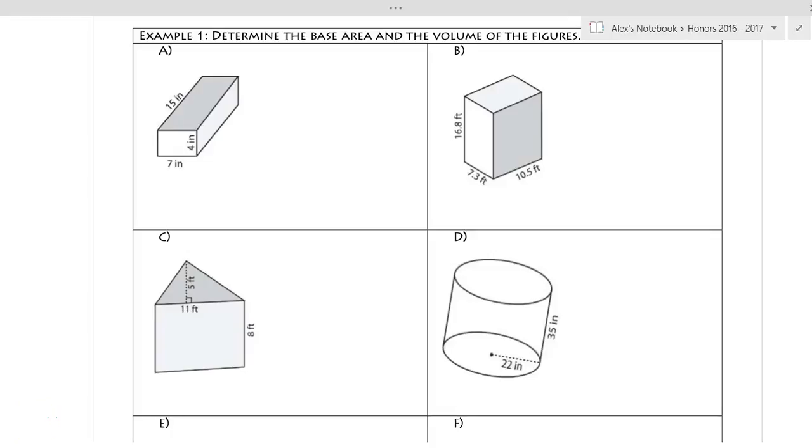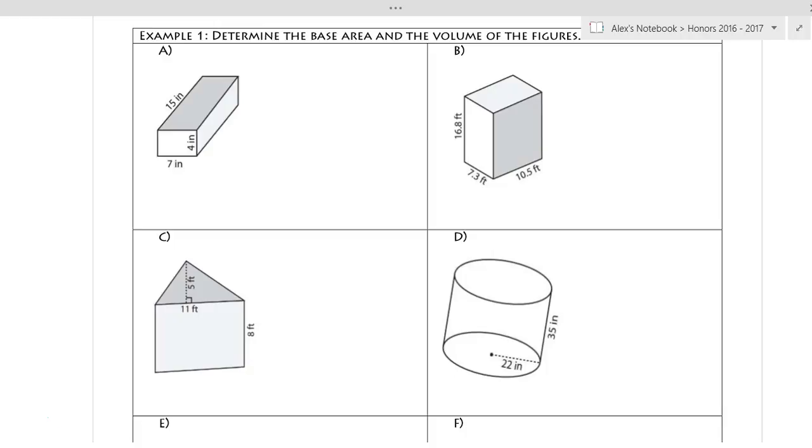Hey guys, so we're starting 1D, which is all about area and volume. You really want to look at some of the vocab because it is a lot of the formulas that we're going to be using in these examples. But let's dive into the examples for now.